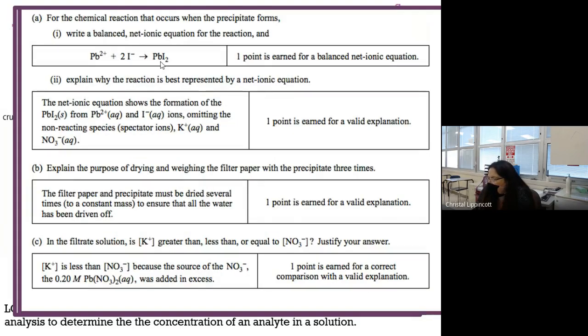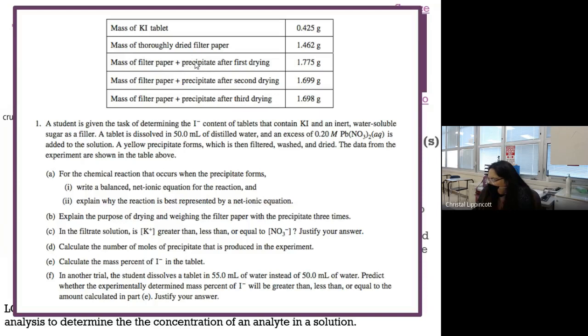So number one, this should have been your net ionic equation. Remember that potassium and nitrates are always soluble. So these are the only things that we're going to be reacting. This is going to be reacting to form a precipitate. And they talked about that forming a precipitate here. So that should have been your clue.